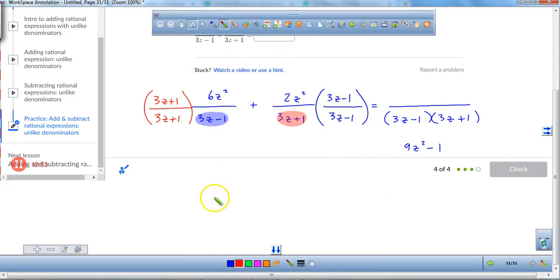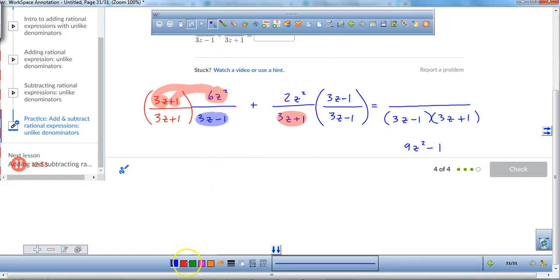Now, good for us, all we've got to do is take this 6z squared right here and distribute it to that positive 1 and then distribute it to that 3z. So here we go. What is 6z squared times 3z? That's going to be a total of 18z cubed. And then 6z squared times 1 is just plus 6z squared, and we're done with that. Now it says plus, we don't have to really worry about it. There's a 2z squared. We're going to distribute it to that 3z right here, and then we're going to distribute it to that negative 1 right there.